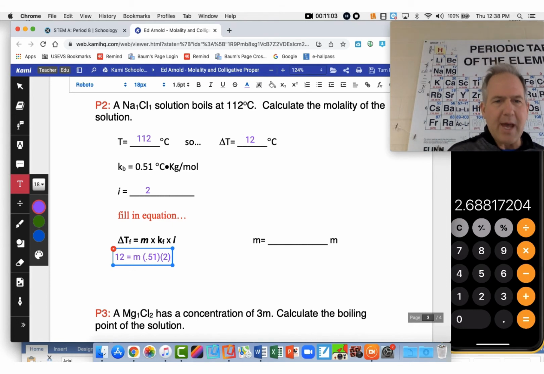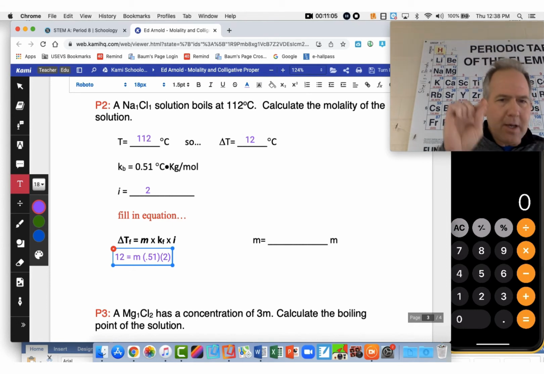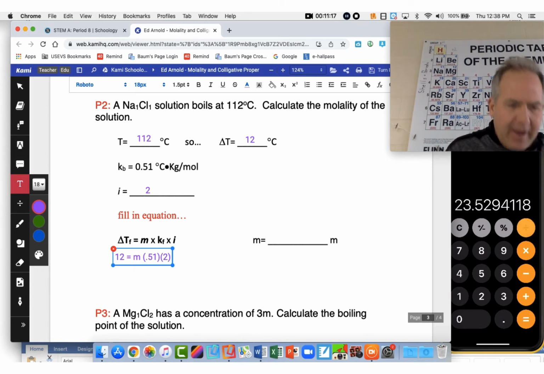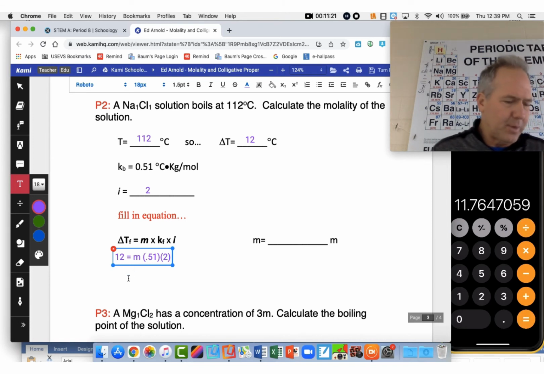And so what do we have? Again, cross multiplication. m equals 12. Always start with the other side. m equals 12 divided by 0.51 divided by 2 equals 11.8.